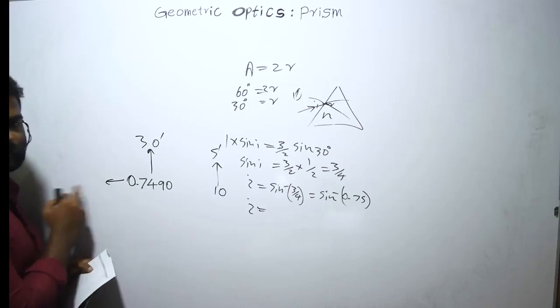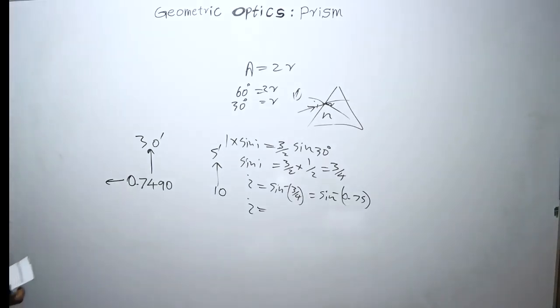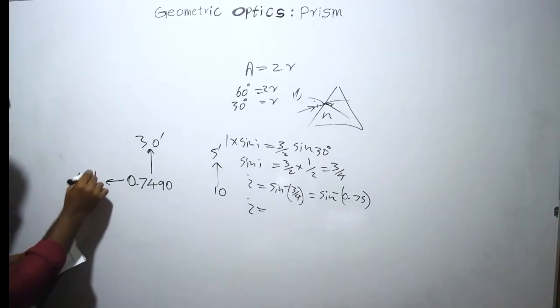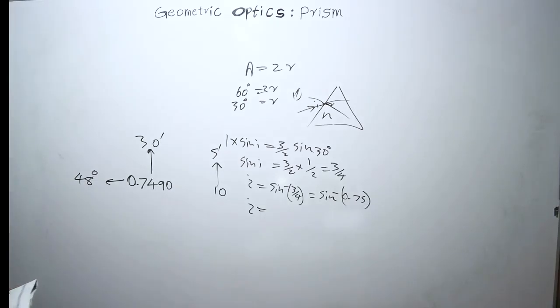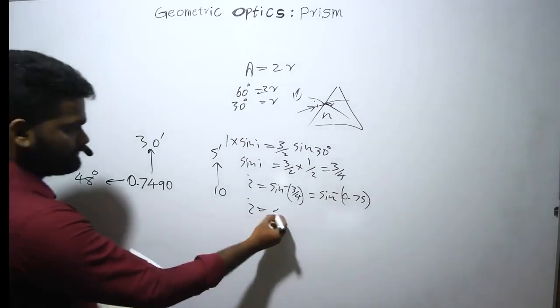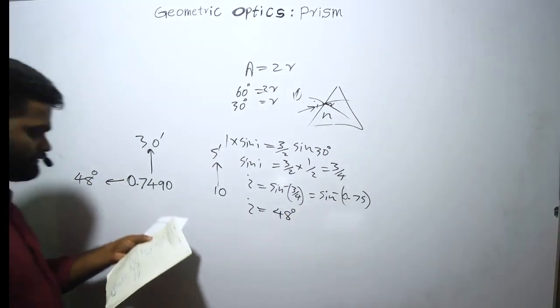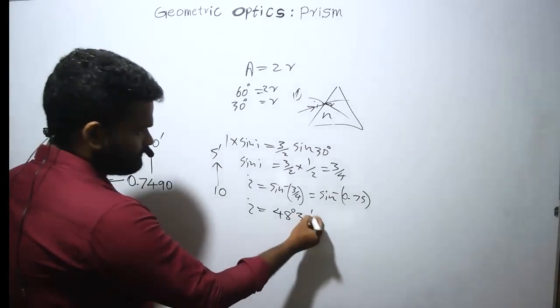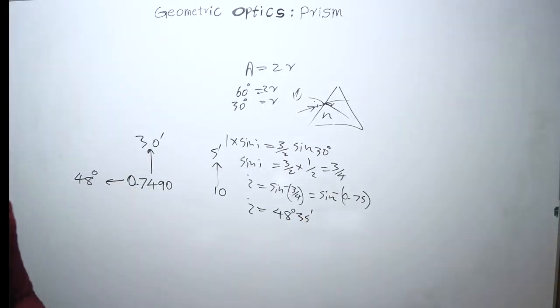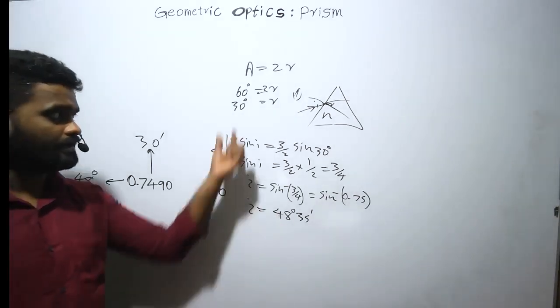Then the degree value, find it from here. 48 degrees. So I is what? 48 degrees 35 minutes. That is the I. So we know I and R now.